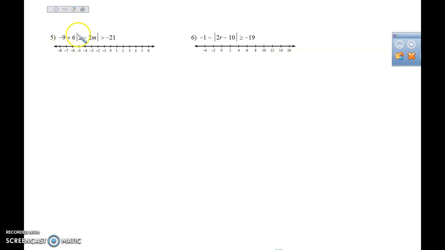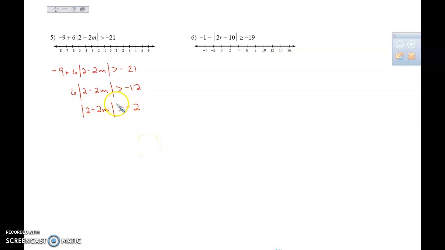Okay, so on number 9, again, the absolute value is not by itself, so we've got to get that by itself. So negative 9 plus 6 times 2 minus 2m is greater than negative 21. So we got to add 9 to both sides. So 6 times 2 minus 2m is greater than negative 12, divide by 6, so we would have the absolute value of 2 minus 2m is greater than negative 2.